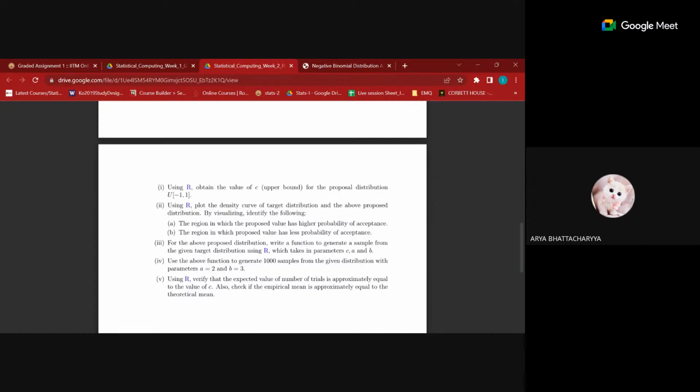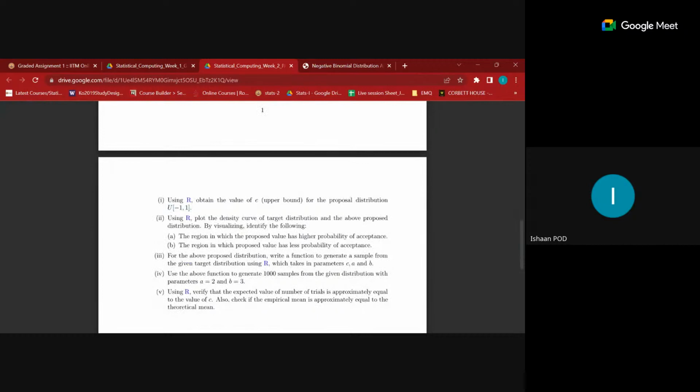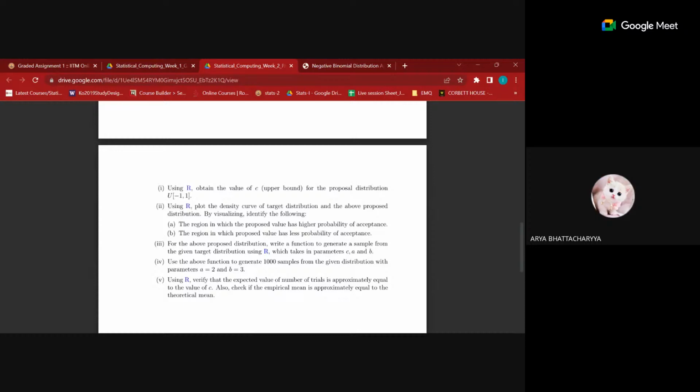Here your target distribution is beta distribution, right, with parameters A and B. And the proposal we are keeping is uniform from -1 to 1. So here again you need to write a function to generate the value of C. You need not write the function, you can directly write the code, but it's better if you write the function. In this you need to just add the snippet of your function along with the value of C you have obtained for that.